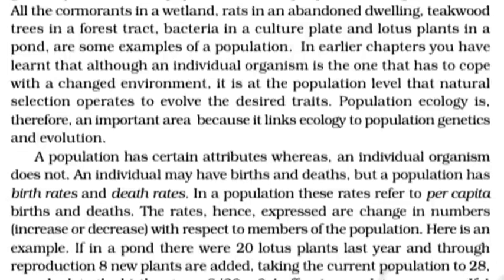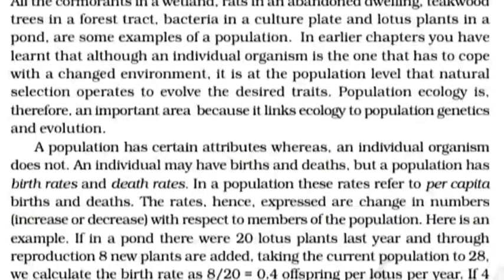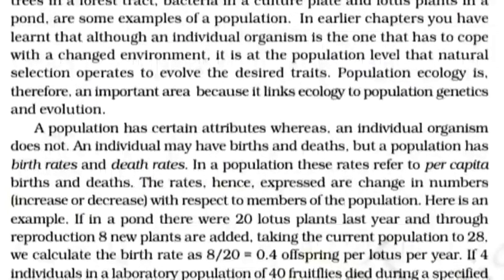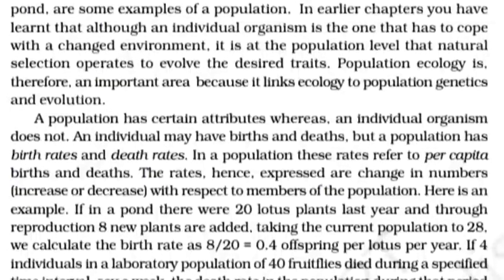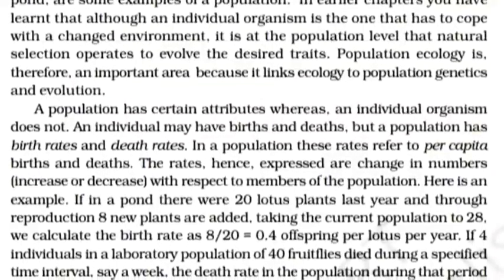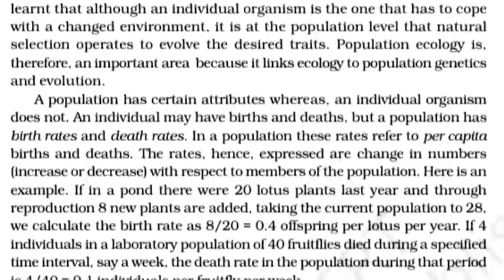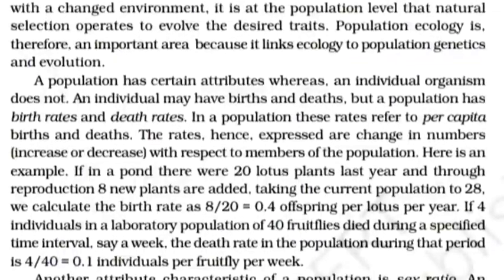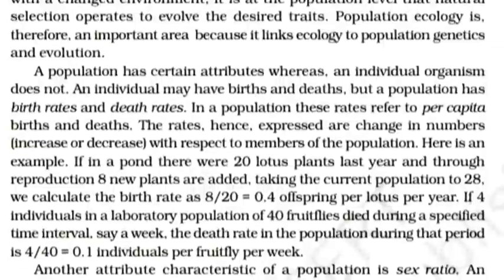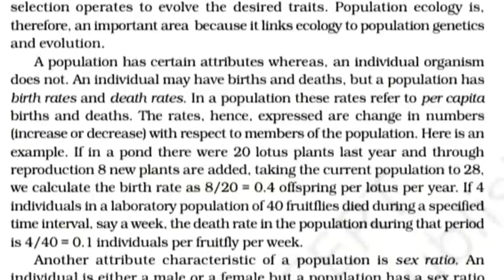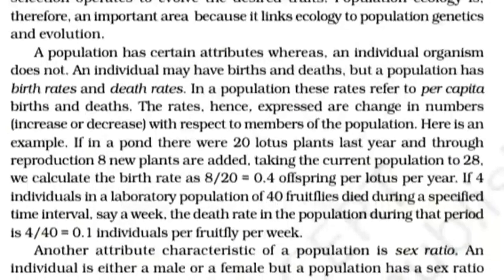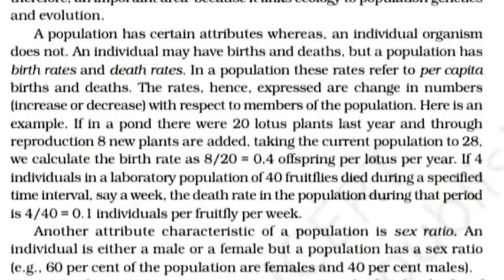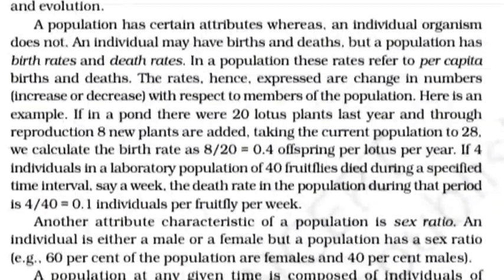In earlier chapters, you have learned that although it is an individual organism that has to cope with a change in environment, it is at the population level that natural selection operates to evolve the desired trait. Population ecology is therefore an important area because it links ecology to population genetics and evolution. A population has certain attributes whereas an individual organism does not. An individual may have birth and death, but a population has birth rate and death rate. In a population, these rates refer to per capita birth and death.